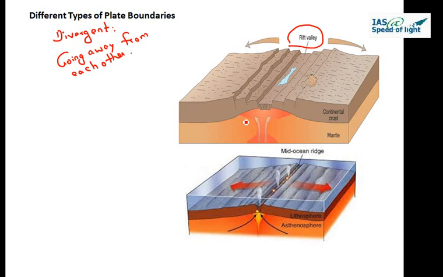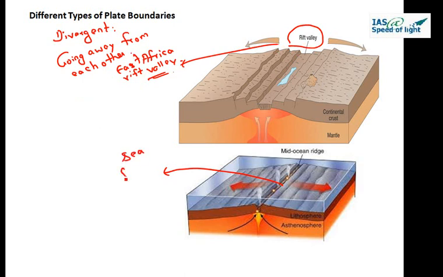When two continental crusts move away from each other, it gives rise to the rift valley, like what we have in Africa, the East African Rift Valley. You can locate on the map where this rift valley is located. It happens because of the divergence of the two continental plates. Then we have already seen the phenomenon of sea floor spreading, which happens when two oceanic plates move away from each other. So these are the two basic characteristics of divergent plates which are going away from each other.